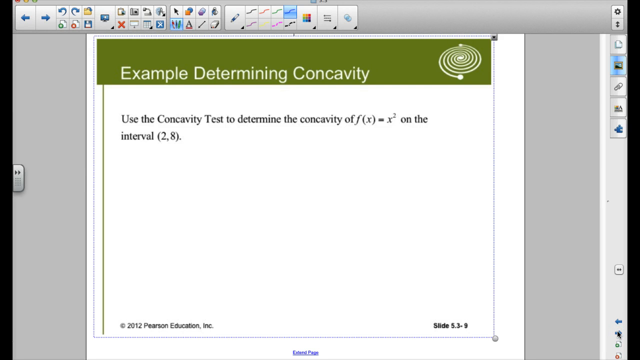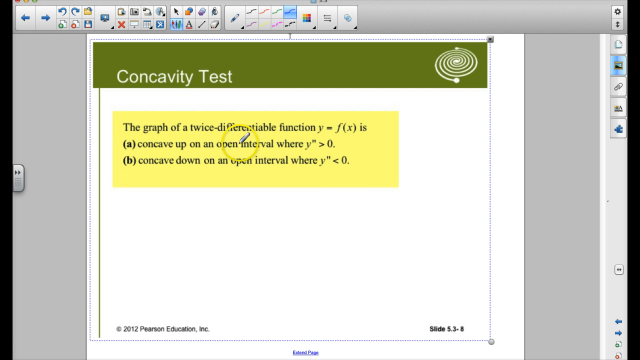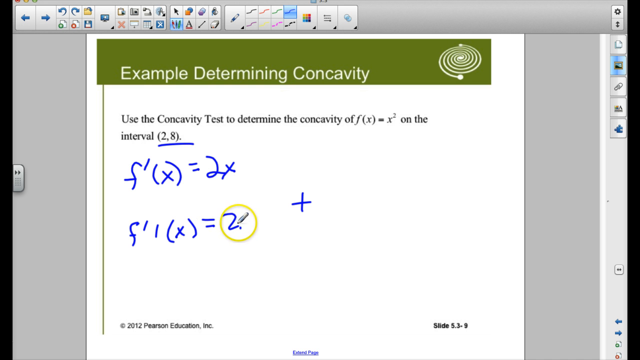Okay, use the concavity test and test the concavity of this. The first derivative of this function is 2x, the second derivative is 2, and on the interval 2 to 8, it's always positive. So if I go back a screen, the graph is concave up on an open interval if my second derivative is greater than 0. My second derivative is always greater than 0 because it's always 2. So this function is concave up, which we know. X squared we know is concave up. Second derivative is always positive.